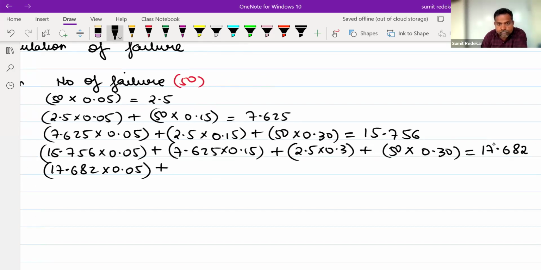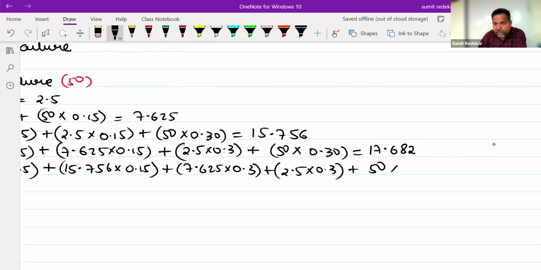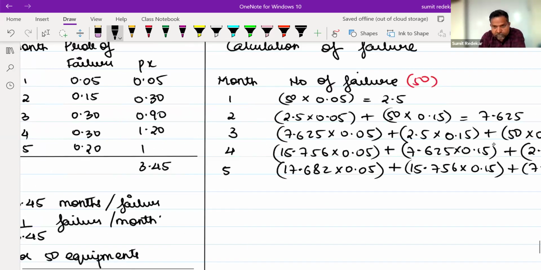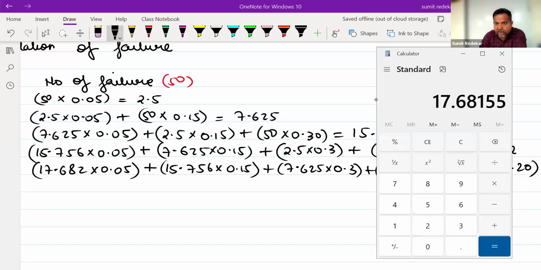plus 15.756 into 0.15 plus 7.625 into 30% plus 2.5 into 30% plus 50 into, I believe 20% is the last probability. Is that right? Yes. So let's start calculating this. Let's clear our memories.